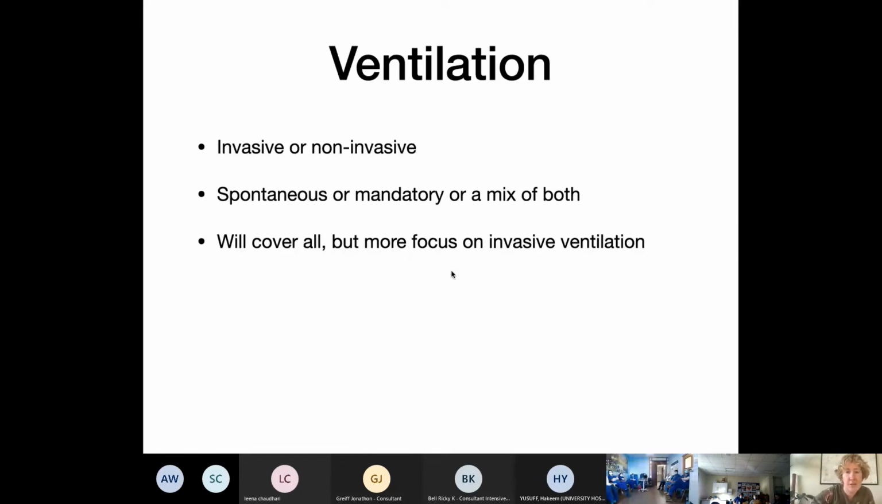So ventilation can be invasive or non-invasive, spontaneous or mandatory modes, or a mix of both. And I'll cover them all in a little bit of detail, but with more focus on invasive ventilation, because that's more of our USP in intensive care.